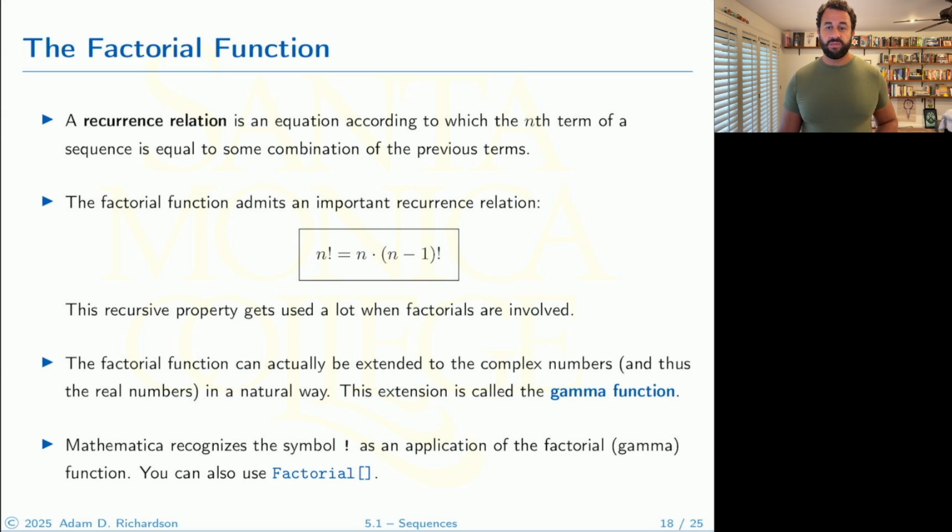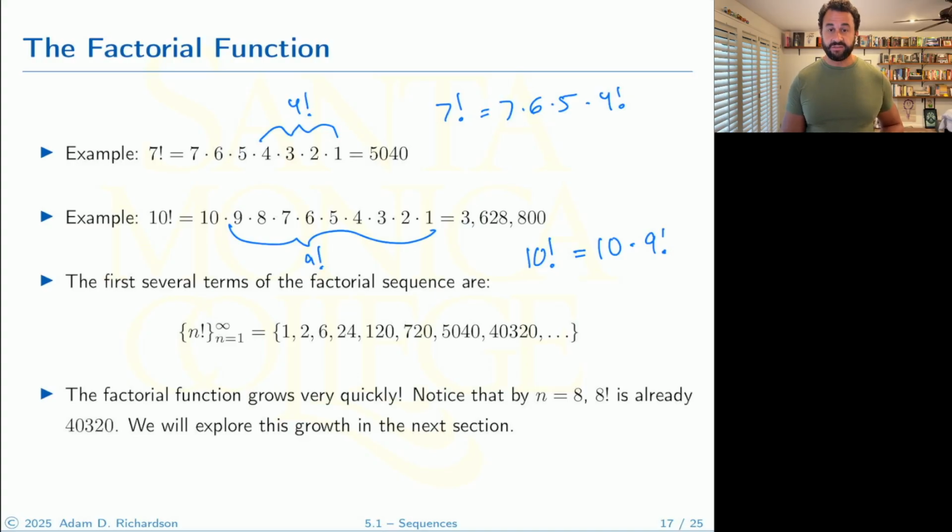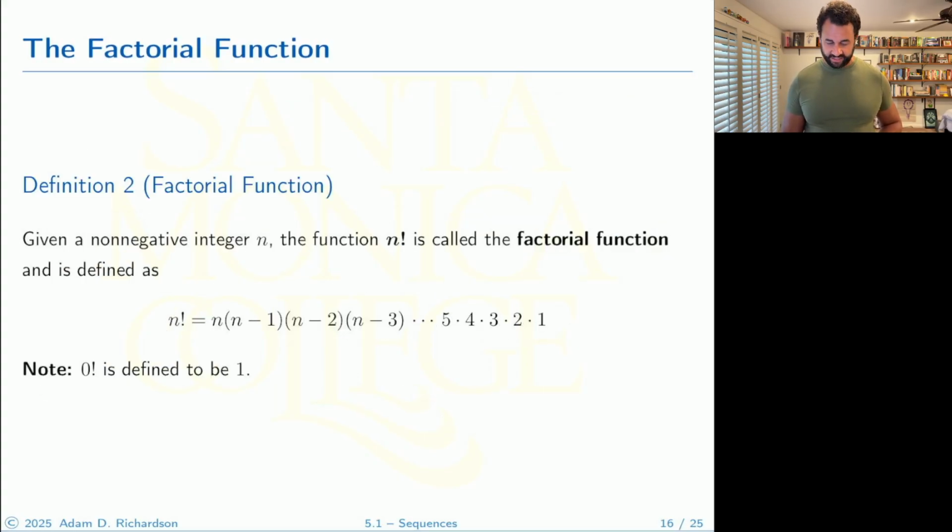The gamma function is basically a generalization of the factorial function. And the reason we call it a generalization is because this function, which is defined on all complex numbers, agrees with the factorial function on the positive integers. Meaning, the factorial function gives you a sequence, right? You plug in 1, you get a number, you plug in 2, you get a number, you plug in 3, you get a number.